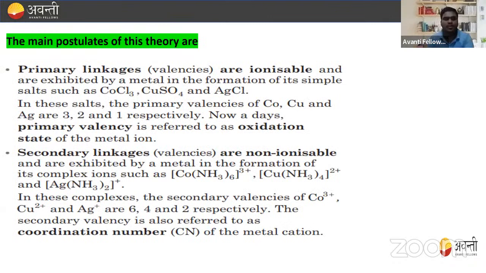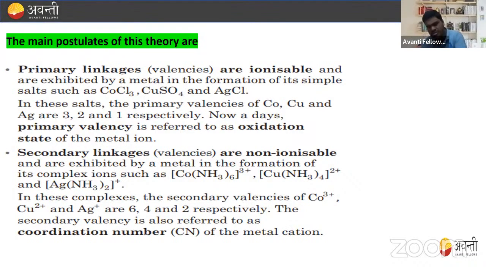Basically, the main postulates of this theory are: primary linkage, or we say valency, is ionizable and is exhibited by a metal in the formation of its simple salts such as CoCl3, CuSO4, and AgCl. In these salts, the primary valency of Co, Cu, and Ag are 3, 2, and 1 respectively. Nowadays, primary valency is referred to as the oxidation state of the metal, right? So the primary valency is referred to as the oxidation state.